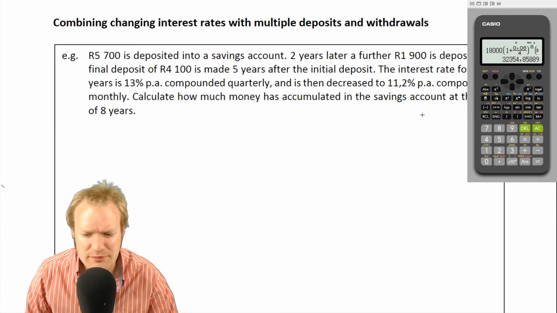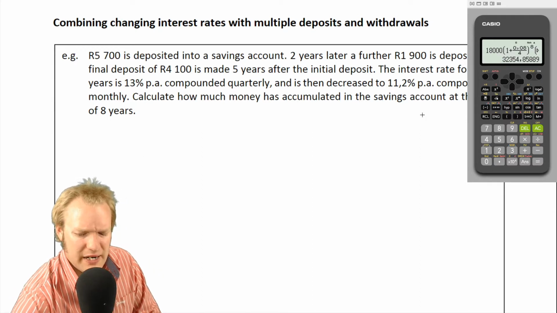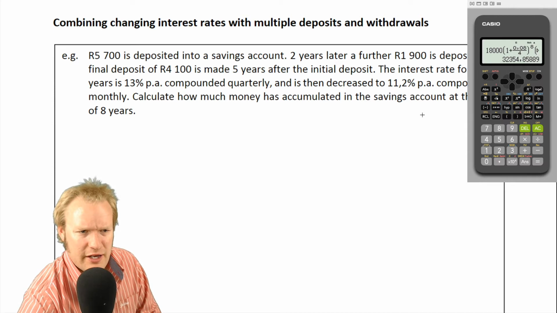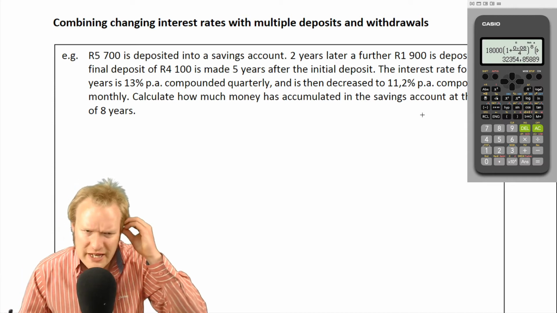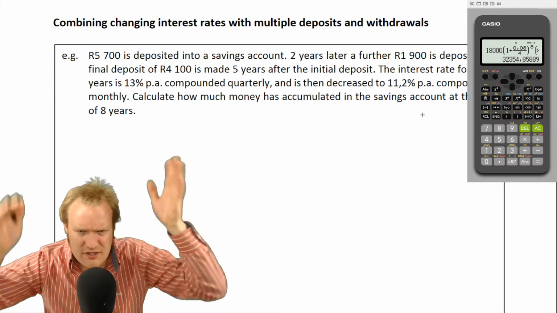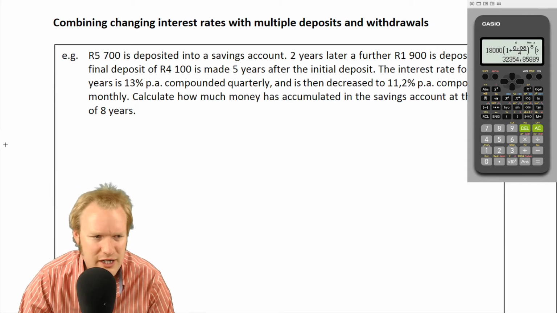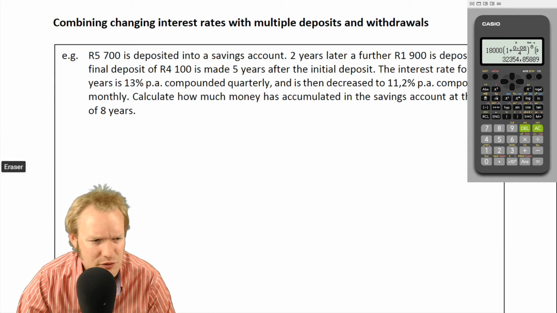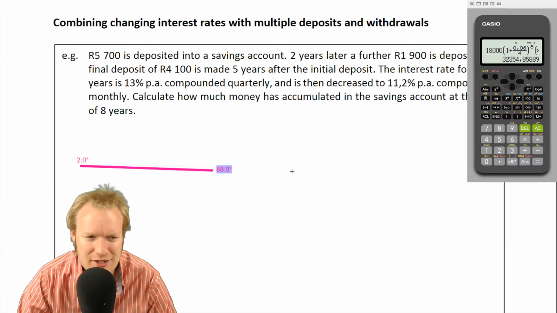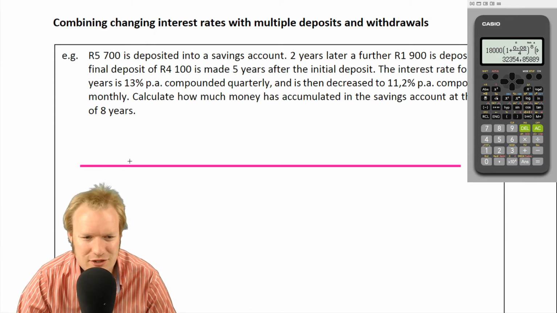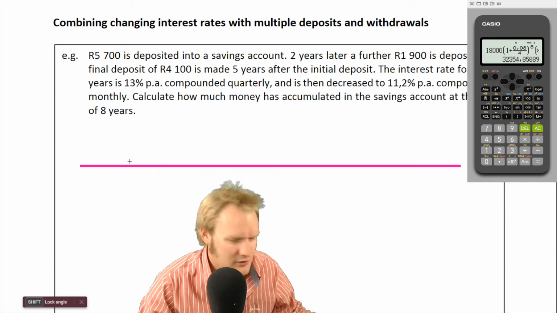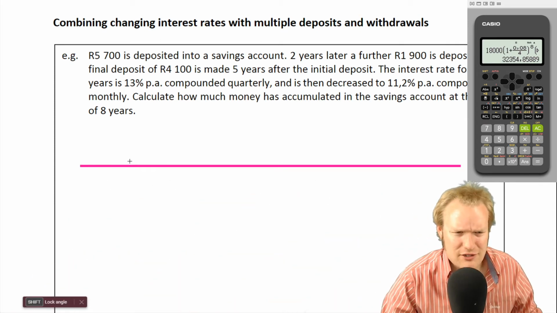Okay, so what's up next? Well, let's combine what we've done so far, where the interest rate changes, and we're going to put stuff in and take out along the way, and really mix it up. So this looks like the type of problem that needs a timeline, right? And there's our timeline so far. There's our time.